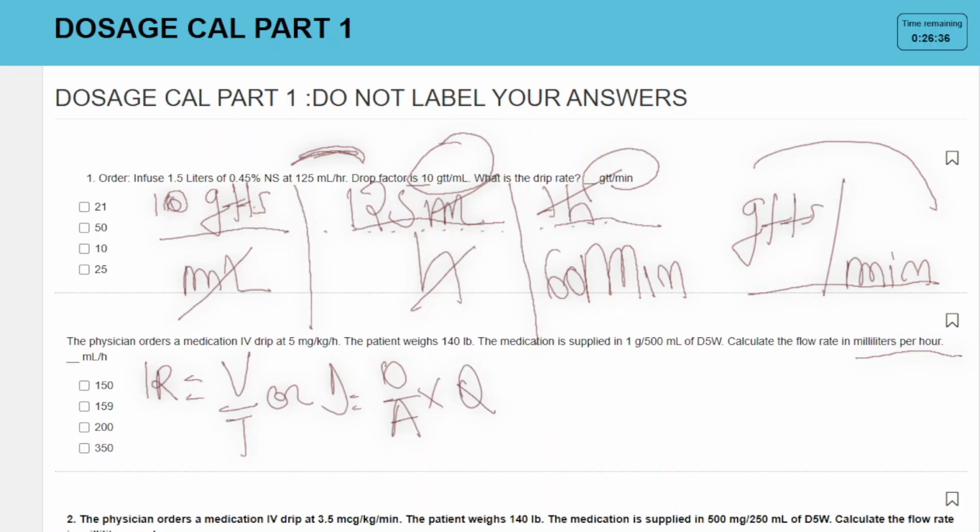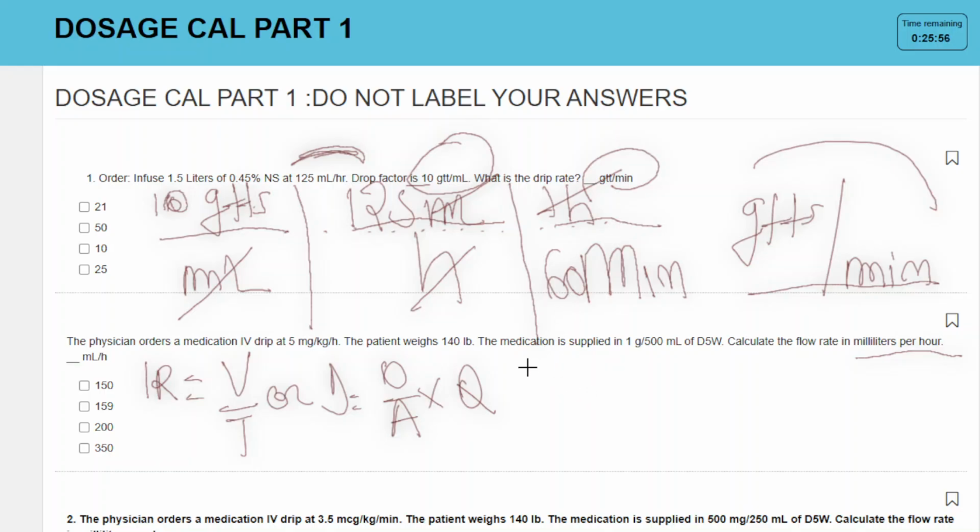But for you to use volume over time, you have to have a time as part of your problem. If you look at that exercise, you can say, okay, my 500 milliliters, if you see that as your volume, that's fine. But what time do you have? You see, there is no other time. So the next thing for you to use is going to be order times quantity divided by available. But this order has to be expressed in the basic shape. For you to use this dosage calculation to solve this problem, your order must be what?